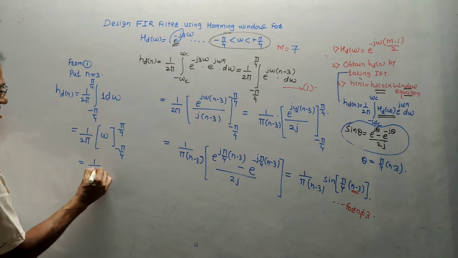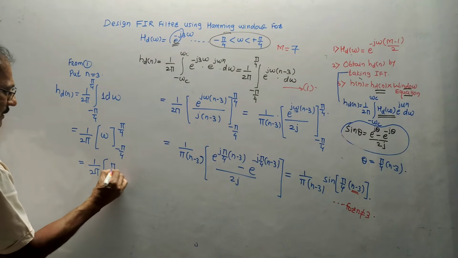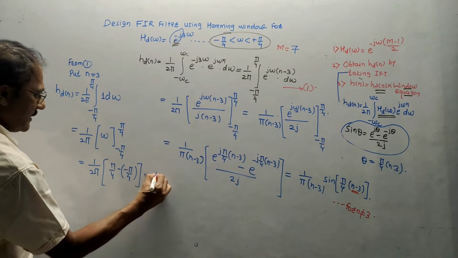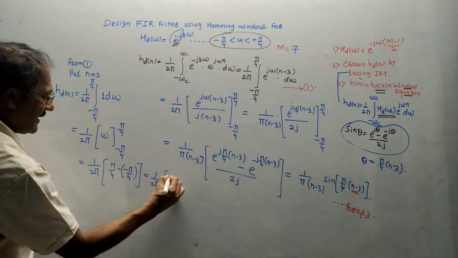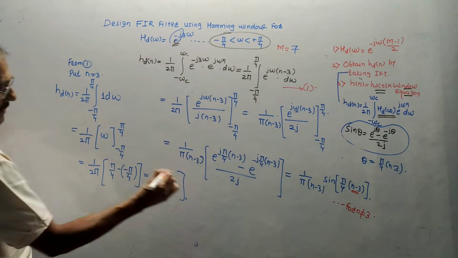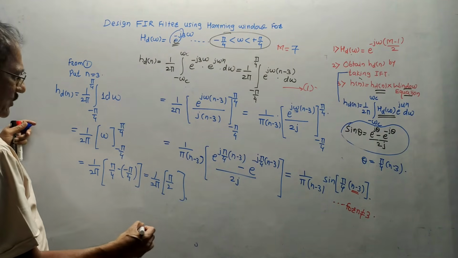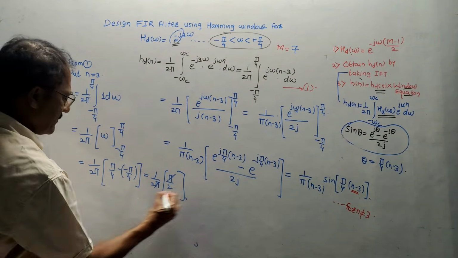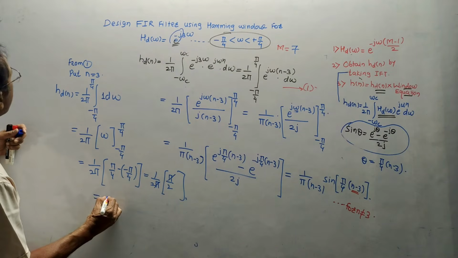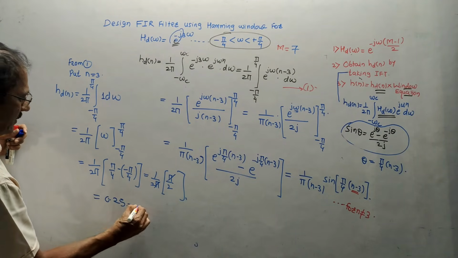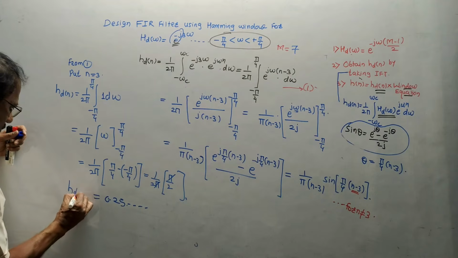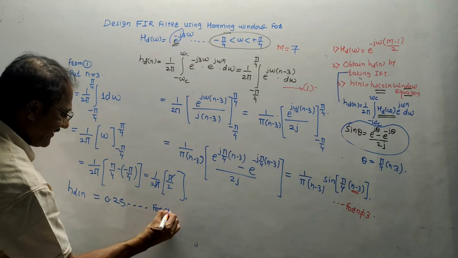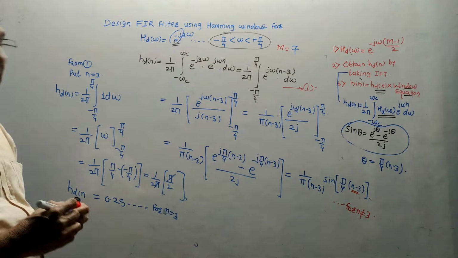So this becomes 1 by 2 pi, upper limit pi by 4 minus lower limit minus pi by 4. So this becomes 1 by 2 pi in the bracket pi by 2. So pi gets cancelled. So it becomes 1 by 4. So this answer will be 0.25. This is the value of hd of n for n equals 3. This is the second step.